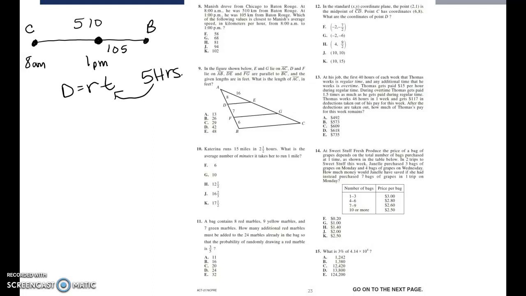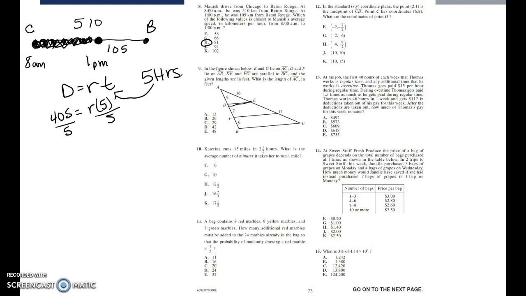And your distance, you have to do 510 minus 105 because this is the portion we're talking about. We want to know how fast this person was going from Chicago to this stopping point right here. So if you do 510 minus 105, you get 405. That's your distance equals R times 5. Divide that by 5, because that's how you get R. And how fast he was going is 81 miles per hour.